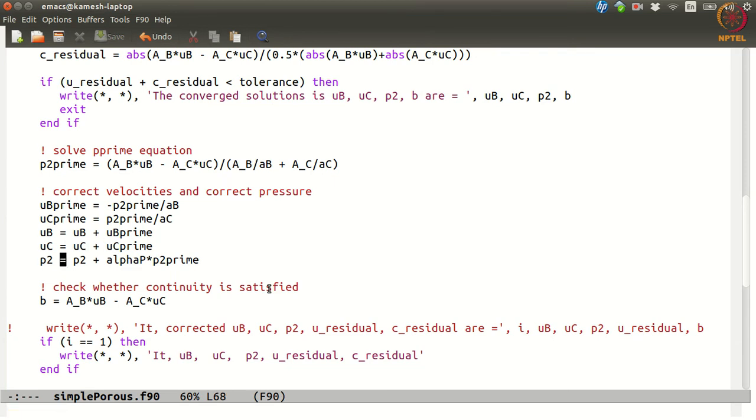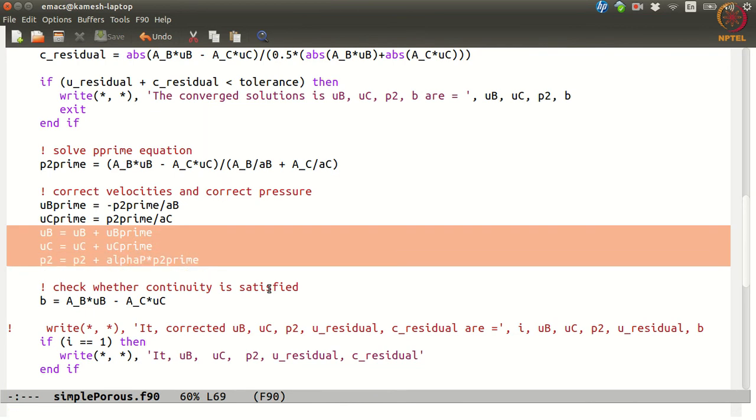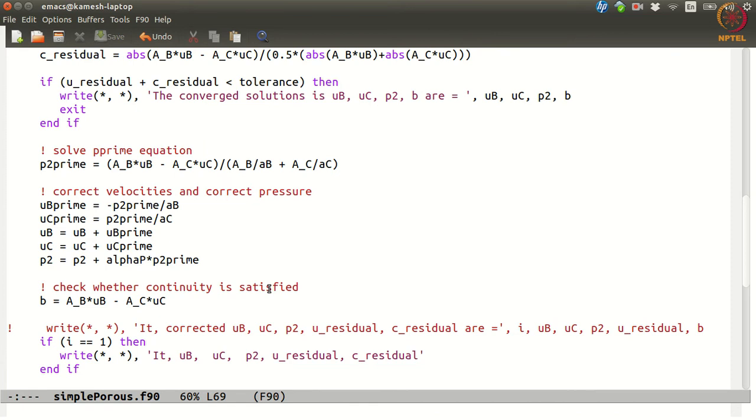Then P2 equals P2 plus alpha P times P2 prime. Okay, so this is the pressure correction equation, and these are the velocity corrections and pressure correction. Okay, fine. So far so good. Then what do we have? Then we have to check. Basically we have done one iteration. After one iteration, we need to check whether we satisfy continuity or not.